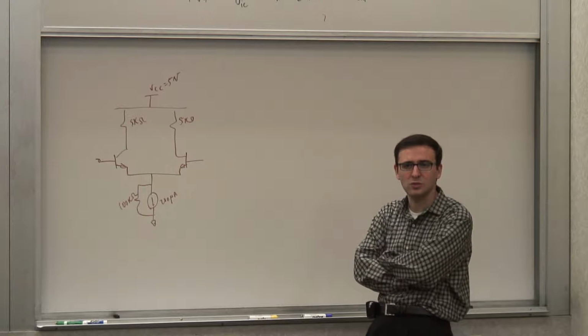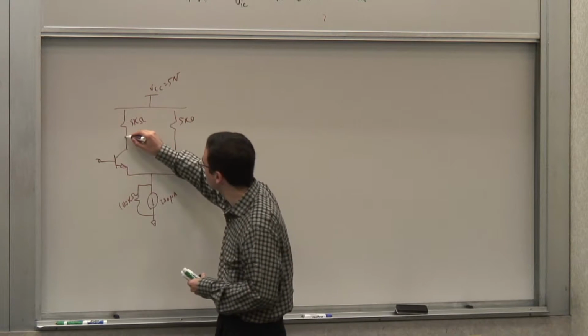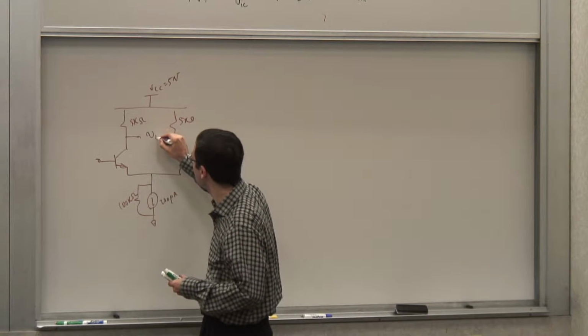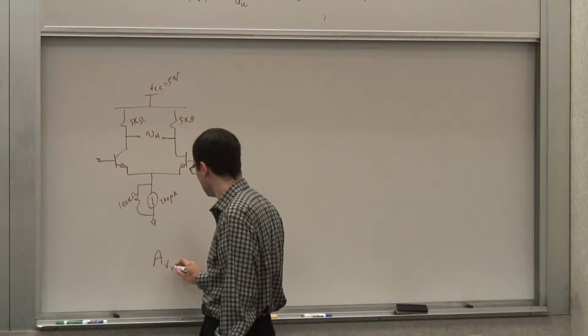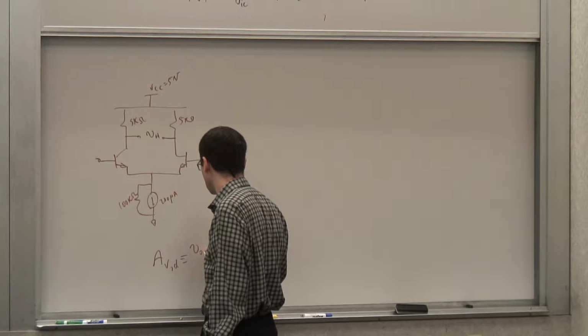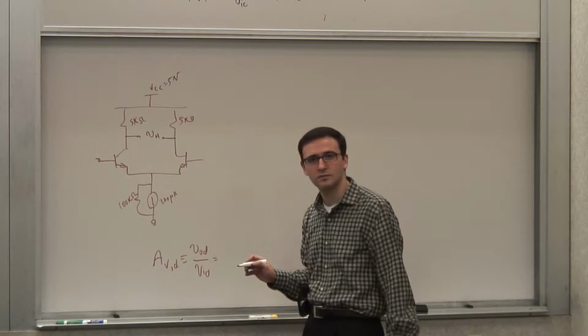Well, what kind of gain? The first question you have to ask me, I have more than one input terminal, right? So first I say, well, the differential gain. The differential input, differential output gain. So if this is VOD, what is my differential gain? ADD, which is defined as VOD over VID, is what?